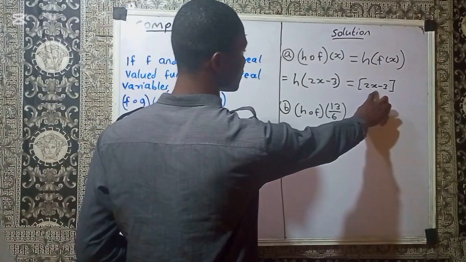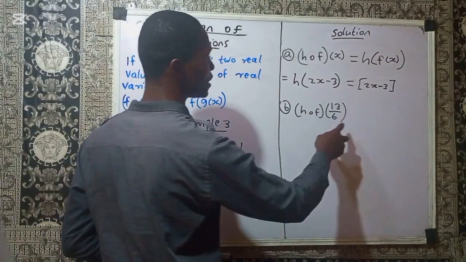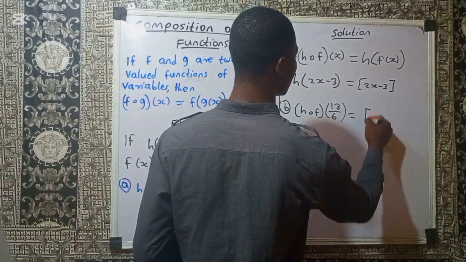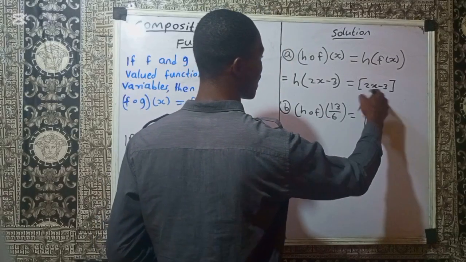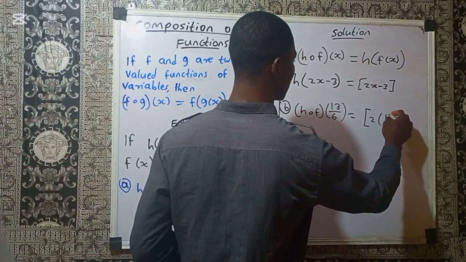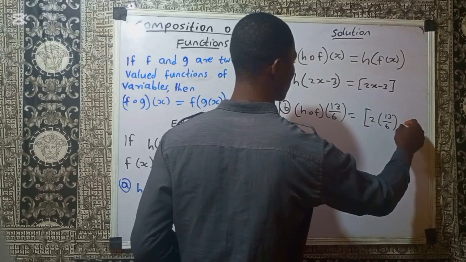So look at the result we got here. So now we are evaluating this when x is 13/6. So we are going to do greatest integer of, what we have is 2 times x, but what is our x now? Our x now is 13/6. Then what do we have next? Minus 3.